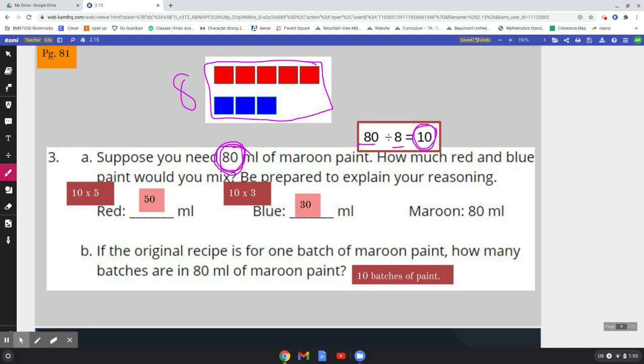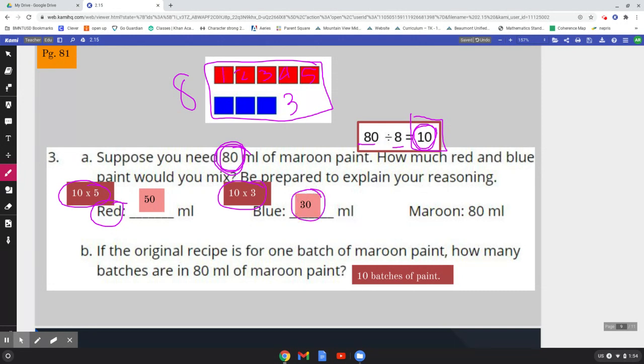So now I'm going to take that 10 and multiply it to the original problem. So the red paint has 5: 1, 2, 3, 4, 5. So I'm going to do 10 times 5, and this 10 is from here. Now my original part has 3. That's how I get 10 times 3, and I'm going to get 30 for the blue.